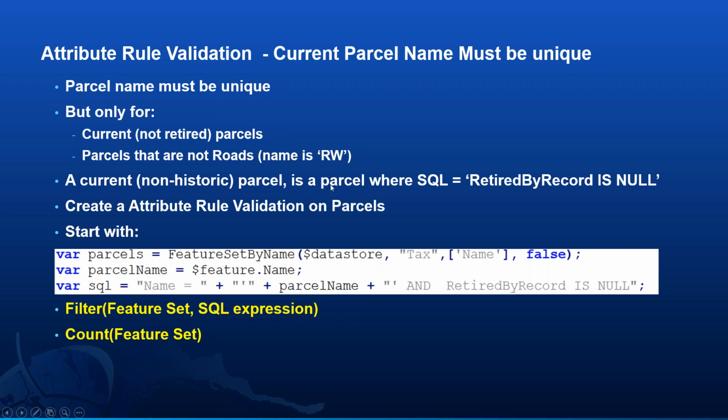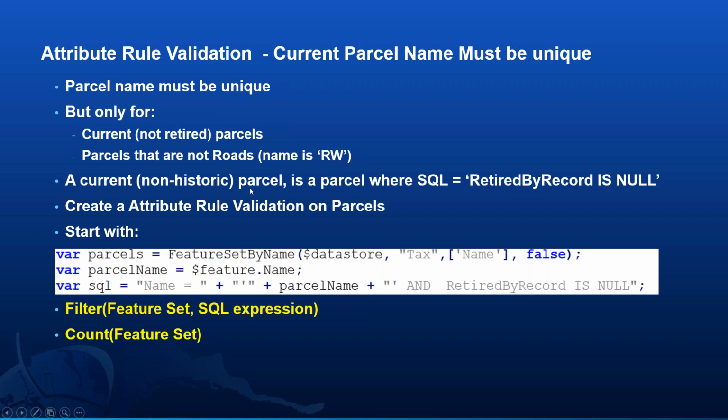Now, we want to check for uniqueness, but we only want to do it for current parcels, for those parcels that are not historic. And we also don't want to do it for all those road parcels that have RW, because if you look at the sample data set, you'll see many parcels with RW in them. There are a few dozen of them. So we don't want to check for those. We want to check only the current parcels.